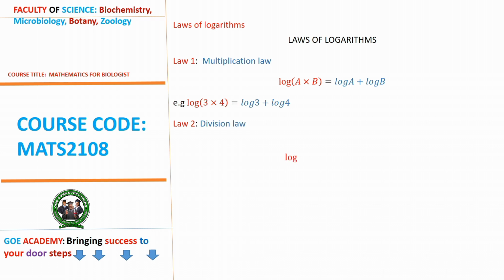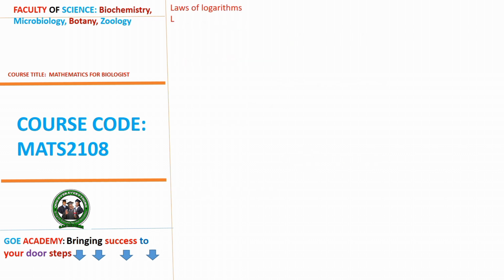If we have log a divided by b, it simply simplifies to the log of a minus the log of b. For example, you have log of 7 over 5, it simply simplifies to the log of 7 minus the log of 5. You see, they are pretty simple exercises, right?